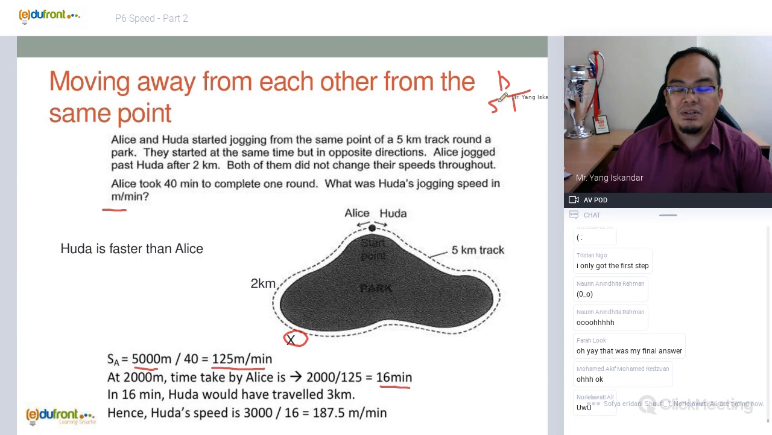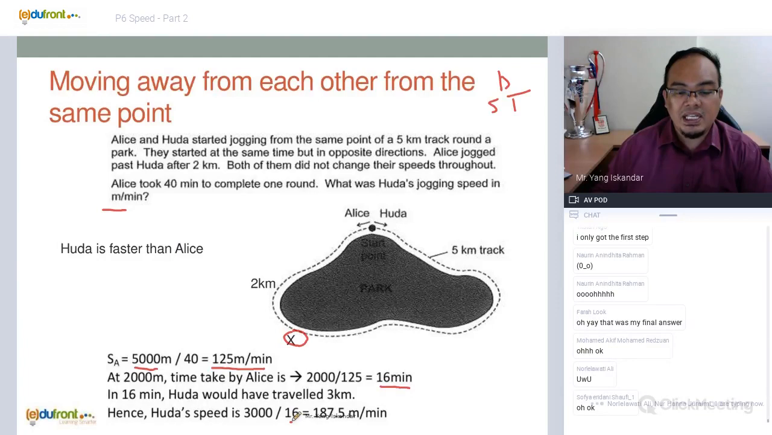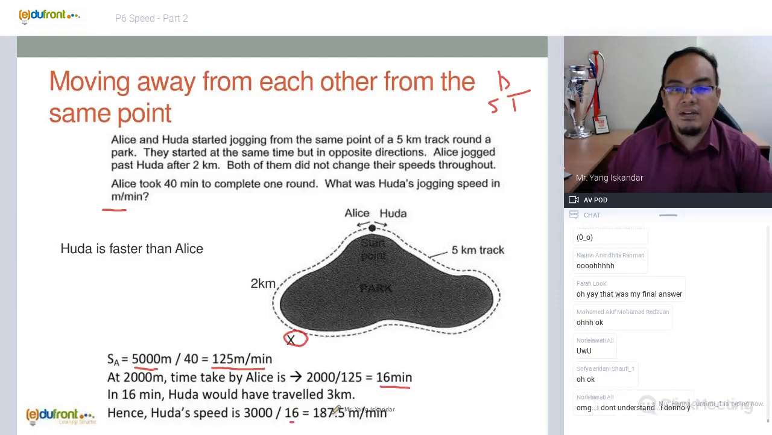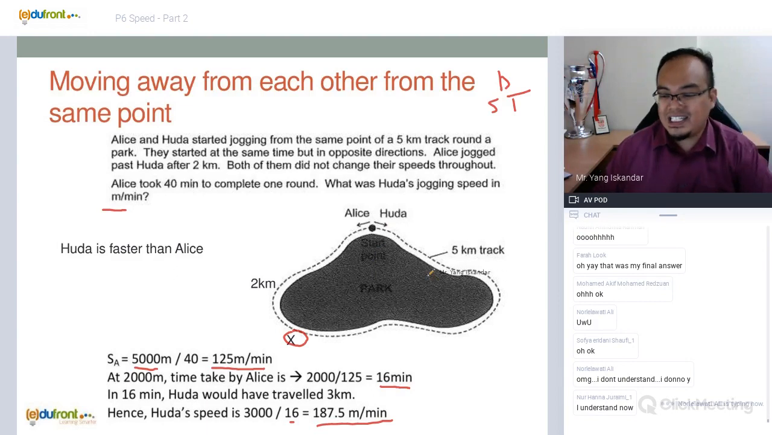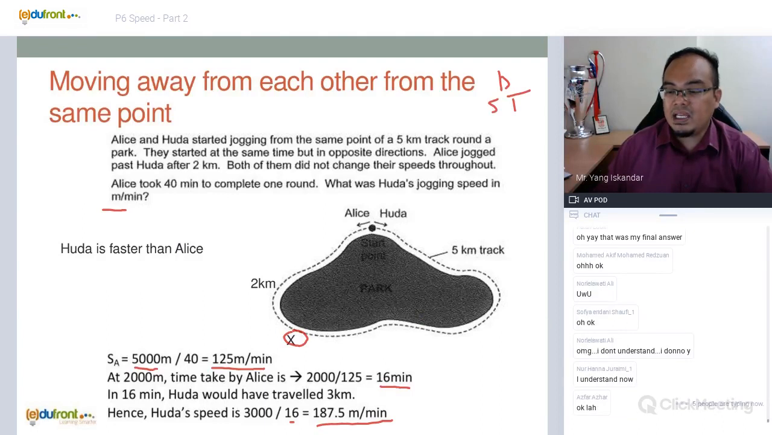So what is Huda's speed? Her distance is 3,000 meters divided by the time taken, which is 16. So you get 187.5 meters per minute. You can see the speed of Huda is more than the speed of Alice, correct? Because for the same time taken, Huda jogged a longer distance. Okay, easy, right? Not bad, right? This is a past PSLE question. Okay, class? All okay? Okay, Asfa? Danish, do you understand? Farah, very good.